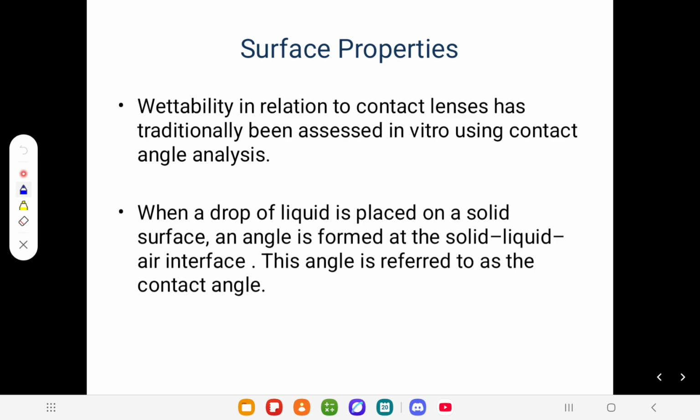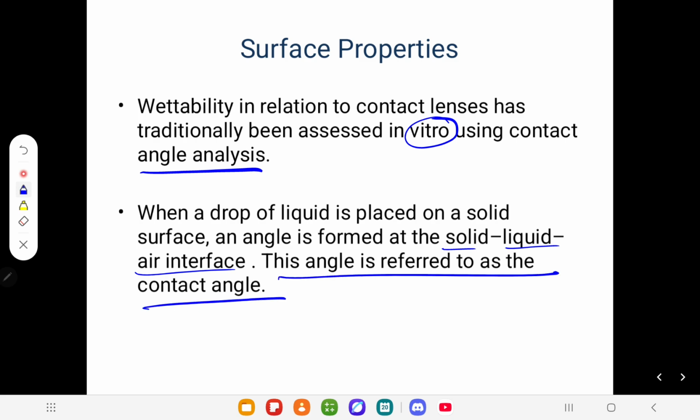So surface property, wettability in relation to contact lenses, has traditionally been assessed in vitro using contact angles, isn't it? It's not basically done in the eye, but in vitro, in a laboratory. So basically we analyze the contact angle. We are doing these things with contact angle analysis, and I think you have heard of the techniques, isn't it? The captive bubble technique, sessile drop technique, and so on. When a drop of liquid is placed on a solid surface, an angle is formed at the solid liquid air interface. That angle is called the contact angle, and whenever that angle is lower, it basically means the surface is more wettable.